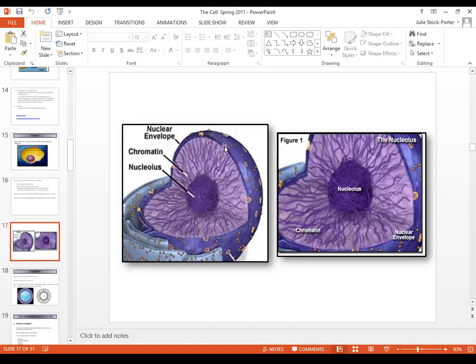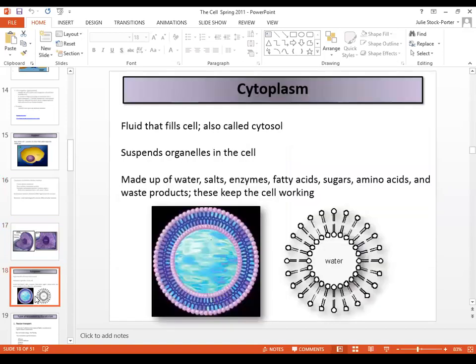All right, nuclear envelope with pores, the light lavender, nucleoplasm. In the nucleoplasm, we have all these stringy fragments of DNA called chromatin. Here's our nucleolus, and within the nucleolus, we have RNA.